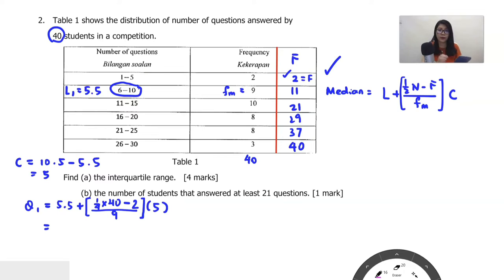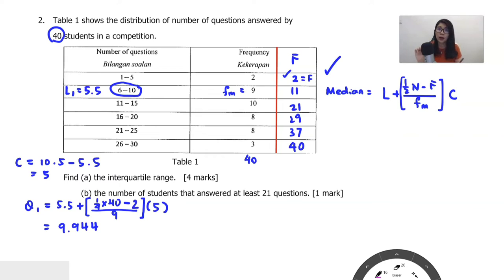We use the calculator to calculate. So we calculate the bracket first. A quarter times 40 is 10. So 10 minus 2, after that divided by 9, then times 5. After that we plus 5.5. We get 9.944. So I'm going to write it down, 9.944. So now we got our Q1 already.